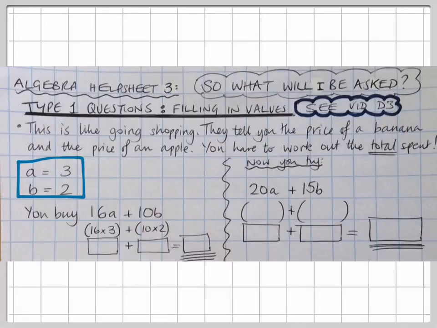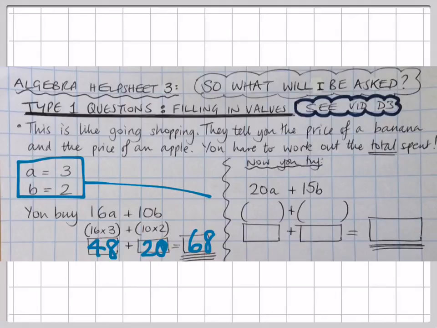So let's work on the apples on the left first. 16 apples would be 16 times 3, which is 48. 10 bananas would be 10 times 2, which is 20. It's a good idea to lay it out like this in little stages so you don't make mistakes along the way by trying to retain all of the numbers in your head. The total of the apples and bananas cost would actually be 68 when you add them together.